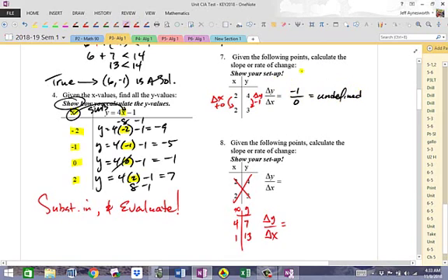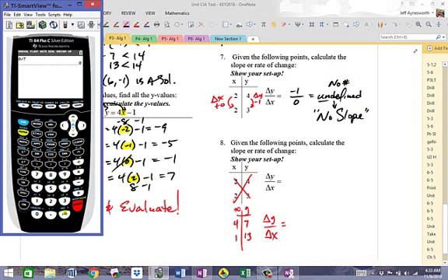And it says find the slope, calculate the slope. Well, guess what? The correct response is no slope, because this expression is undefined. Undefined means there's no number. Try it. -1 divided by 0. Guess what? You get an error because you cannot divide by 0.